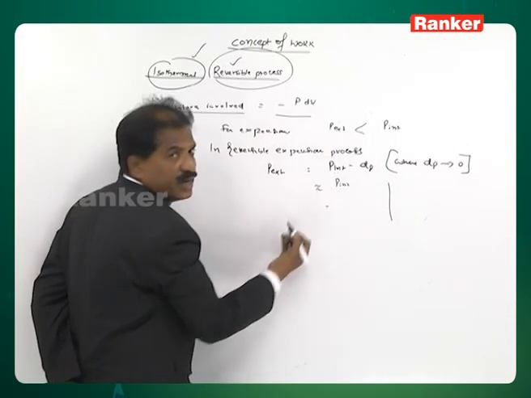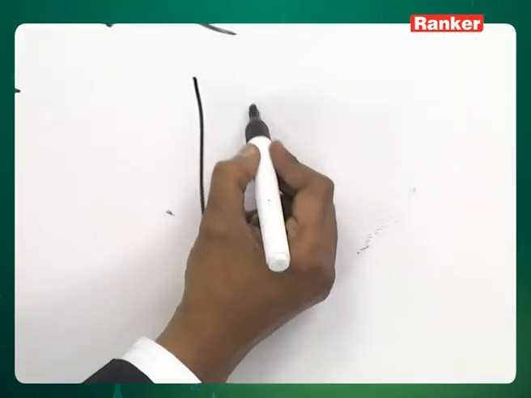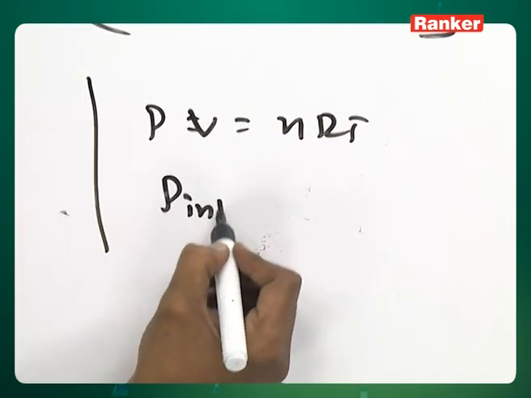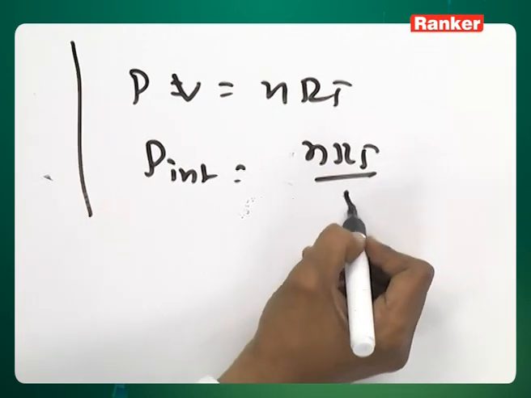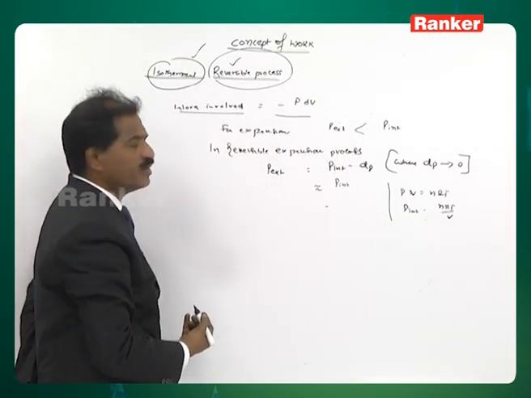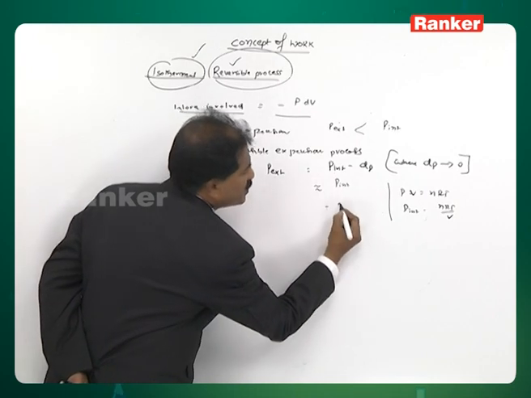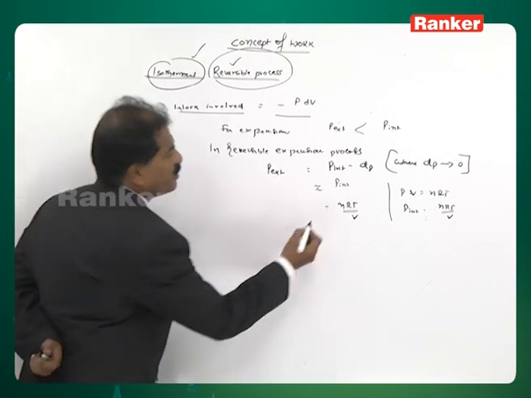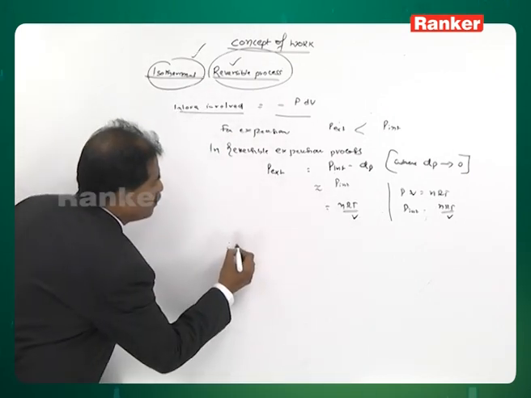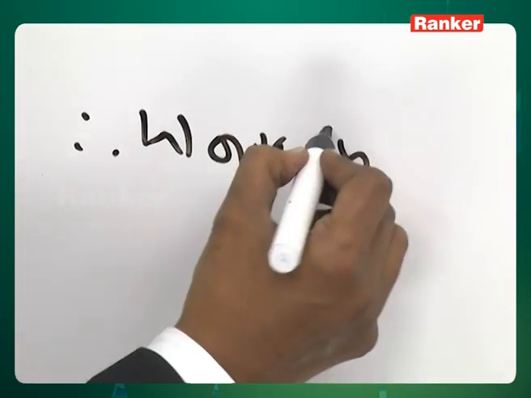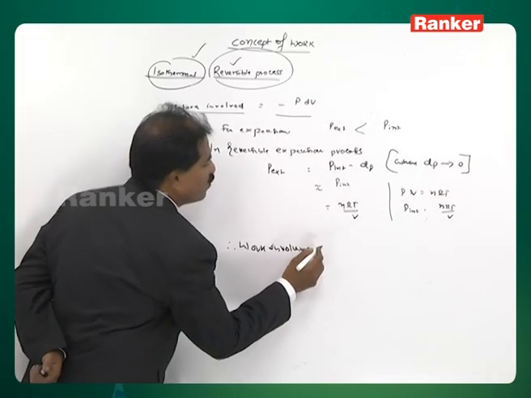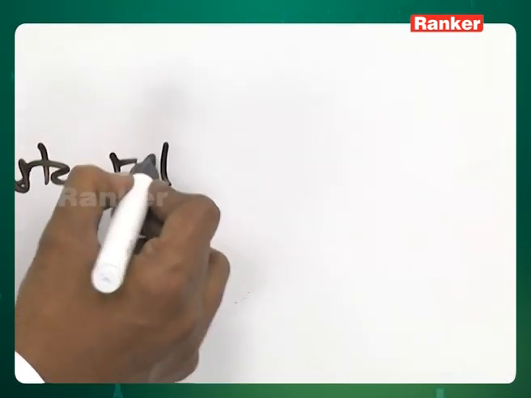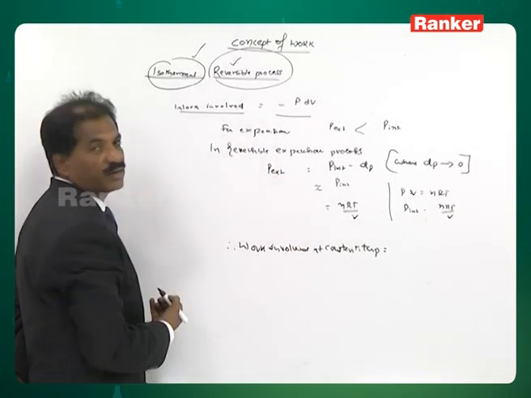Next, according to the ideal gas expression, for ideal gas, PV is equal to nRT. Therefore, pressure of the gas, that means P internal, is equal to nRT by V. In place of P internal, we can substitute nRT by V. Next, therefore, work involved at a constant temperature.